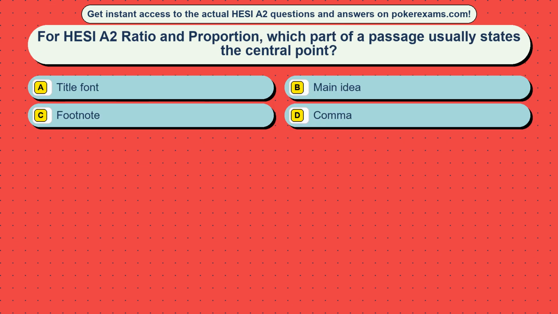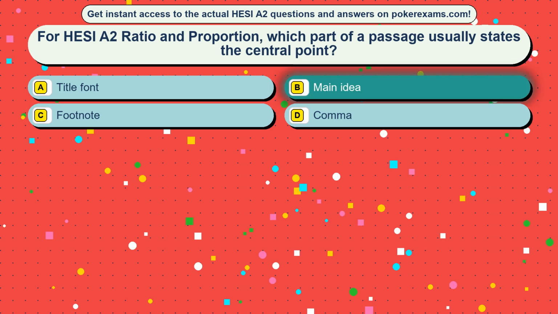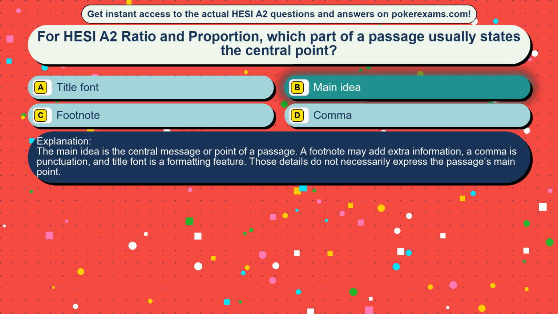Question 12. For HESI A2 ratio and proportion, which part of a passage usually states the central point? Option A. Title font. Option B. Main idea. Option C. Footnote. Option D. Comma. The correct answer is option B. Main idea. The main idea is the central message or point of a passage. A footnote may add extra information, a comma is punctuation, and title font is a formatting feature. Those details do not necessarily express the passage's main point. Question 13.